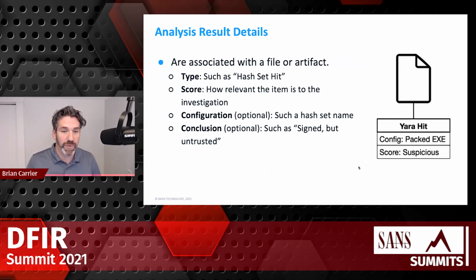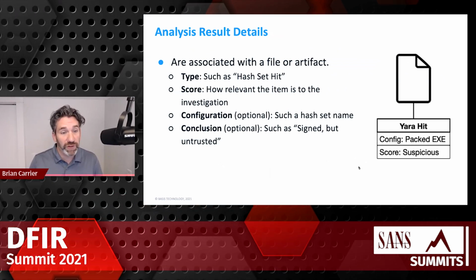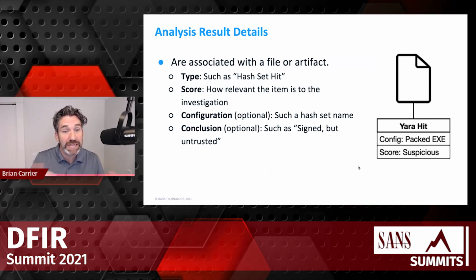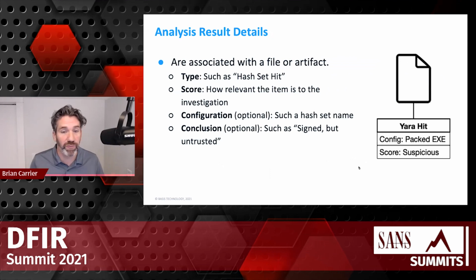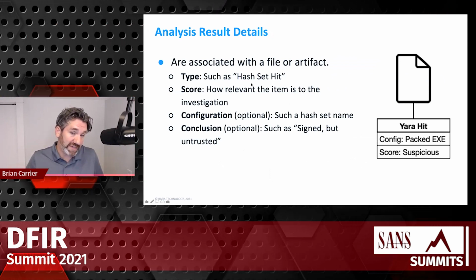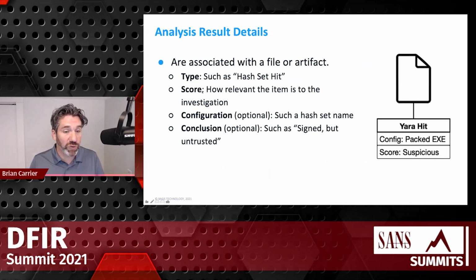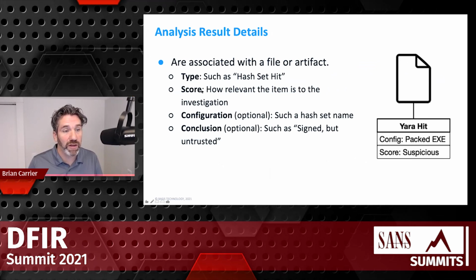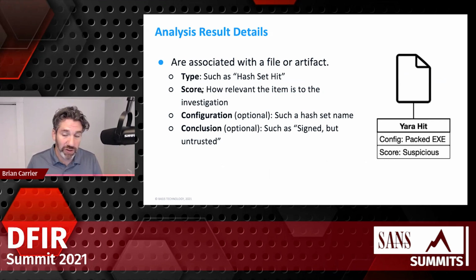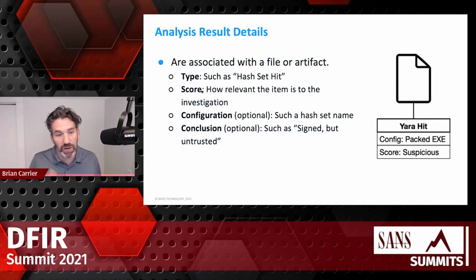The analysis result that gets created, and you'll see this now in the Autopsy UI as you're clicking on these things in the bottom right-hand corner, has a few fields. One is a type. So there's a type such as hash set hit or keyword hit or whatever the analysis technique was, but usually the type is associated with what that technique was. It gives you a score, which says how relevant that item is to the investigation itself. So likely relevant, suspicious, not relevant.